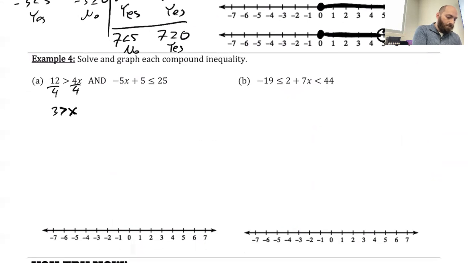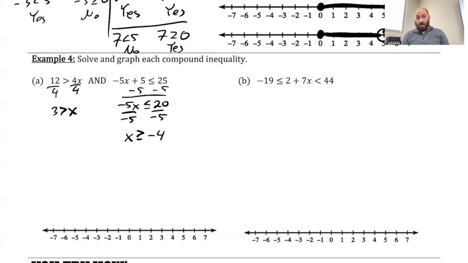Okay. Here I'll subtract by 5. -5x is less than or equal to 20. Divide by -5. And just like I said earlier, we're going to flip the sign because we're dividing by a negative number there. So instead of a less than or equal to, it now turns into greater than or equal to.